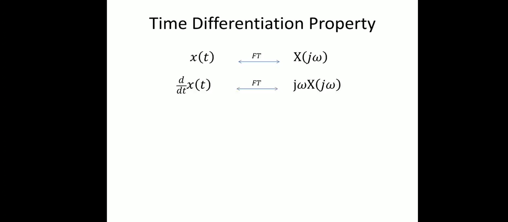How can we write the time differentiation property for Fourier transform? Let us consider the time domain signal as x of t and its Fourier transform as X of j omega. We can write x of t and X of j omega as Fourier transform pairs. Then the Fourier transform of d by dt of x of t is j omega times X of j omega. Differentiation applied to a time domain signal is reflected in multiplication of j omega to the transform.